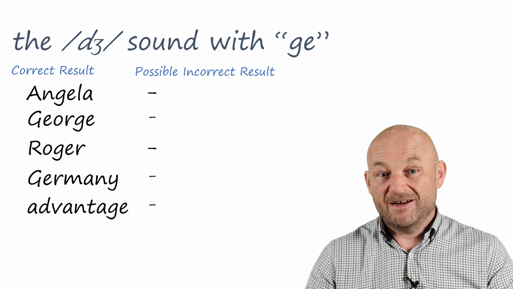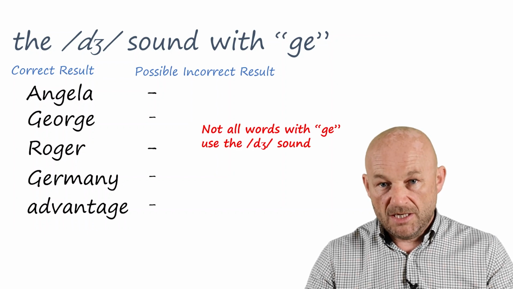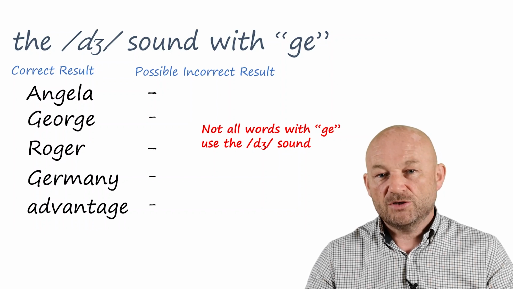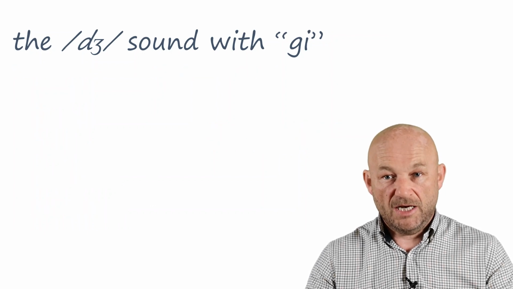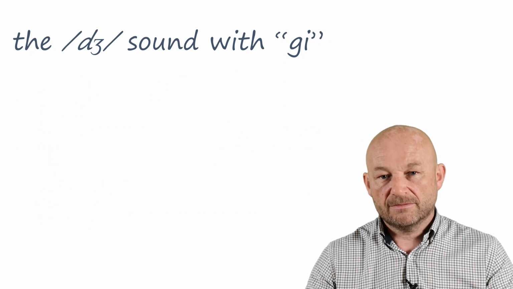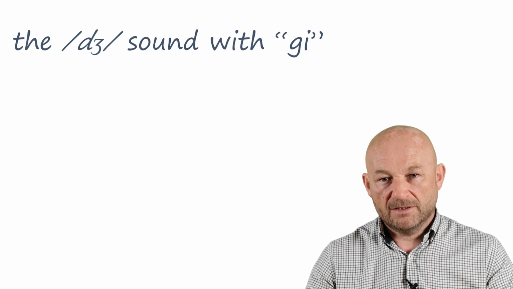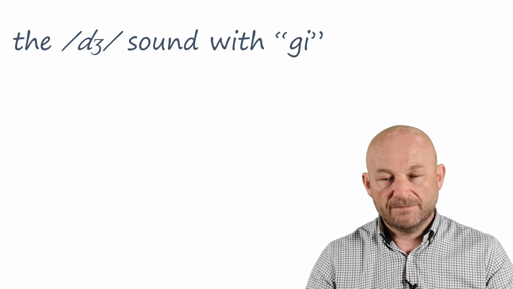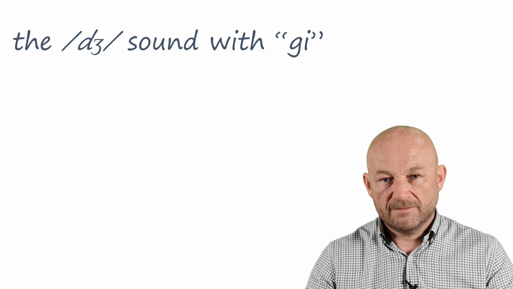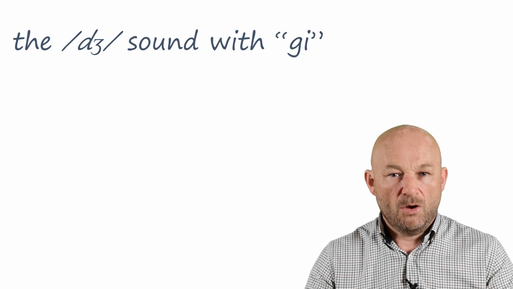Now, you should be aware that not all words with GE use this J sound. Let's move on to the J sound in words with GI. Try these in your speech-to-text recognition now. Gin, gin. Hygiene, hygiene. Giant, giant. Original, original.